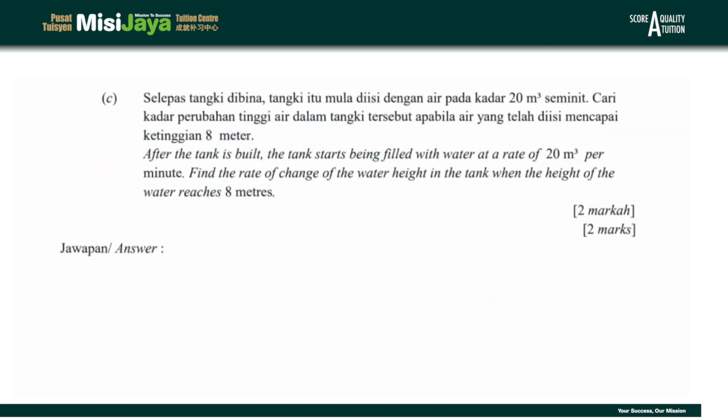Let's look at question C. After the tank is built, the tank starts being filled with water at a rate of 20 meter cube per minute. So when you see the rate, and then this is volume because meter cube is volume. So it means that this is dV dt. Find the rate of change of the water height, means find dH dt in the tank when the height water reaches 8 meters. Means when H is equals to 8. Okay, so you have to find what is your dH dt.